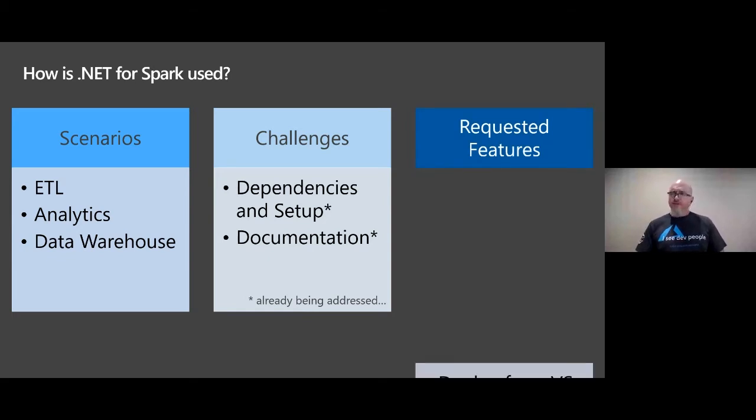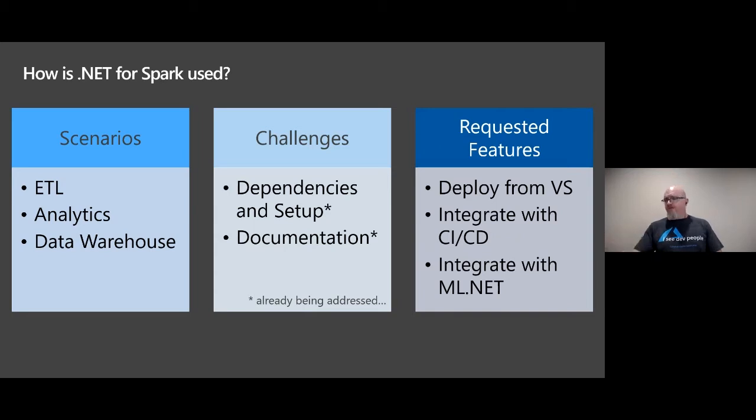The most requested features were being able to submit those jobs. I showed you how on the command line you can submit a .NET for Spark job. Everyone wants that experience where they build it inside of Visual Studio and can submit it just directly from Visual Studio. They're good DevOps professionals, so they want to integrate with their continuous integration and deployment pipelines, and they want to integrate with ML.NET. What's interesting is because .NET for Spark is at the end of the day .NET, it already allows you to pull in the ML.NET library and do things with it.